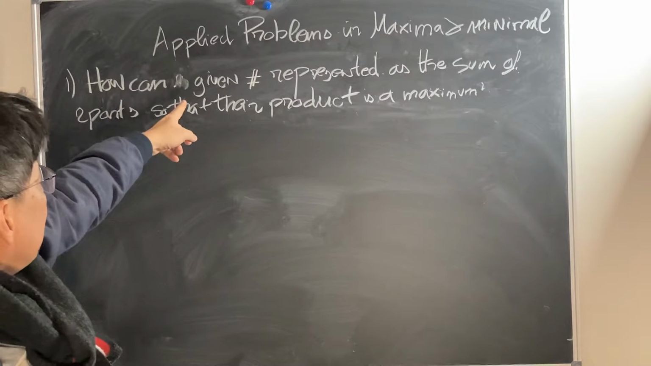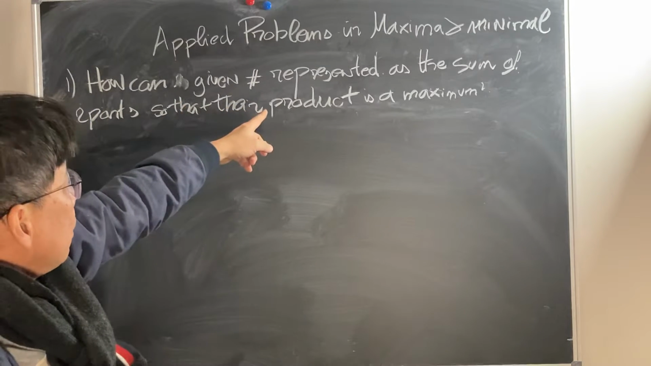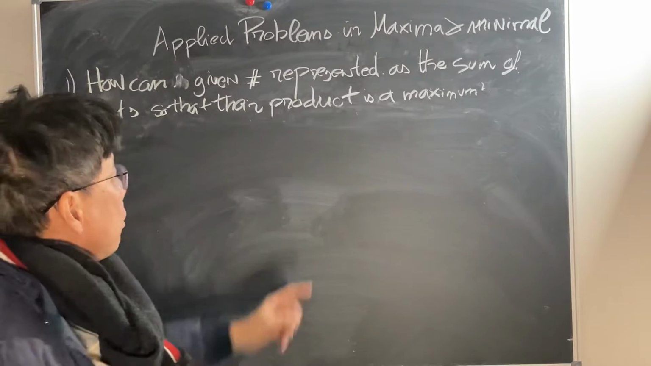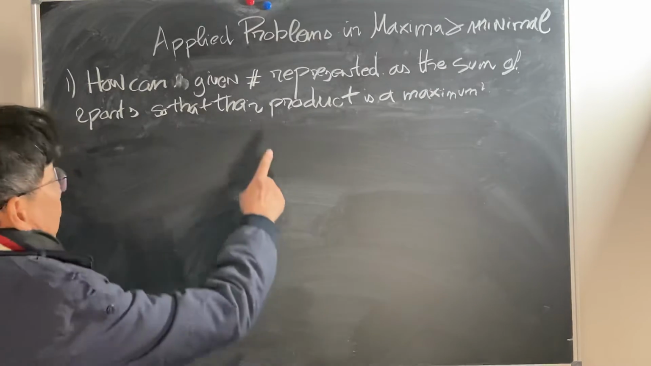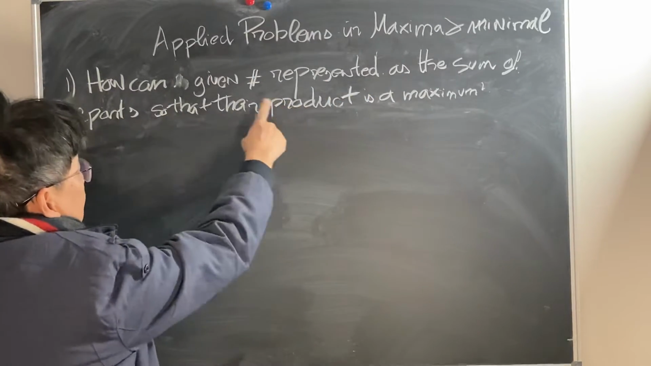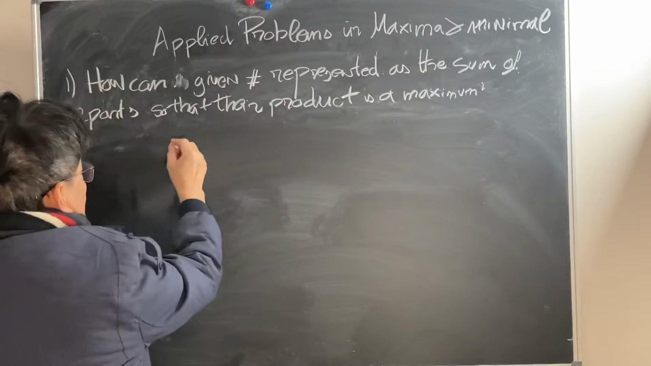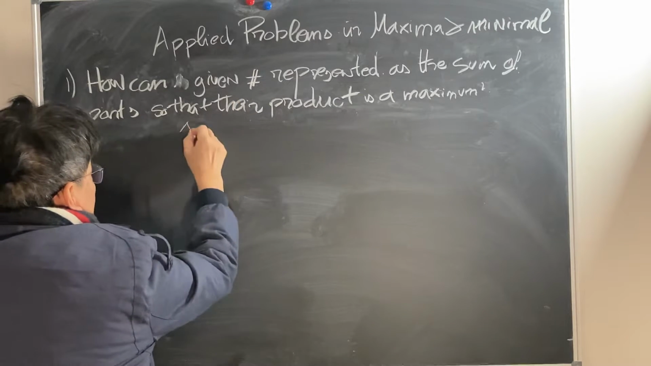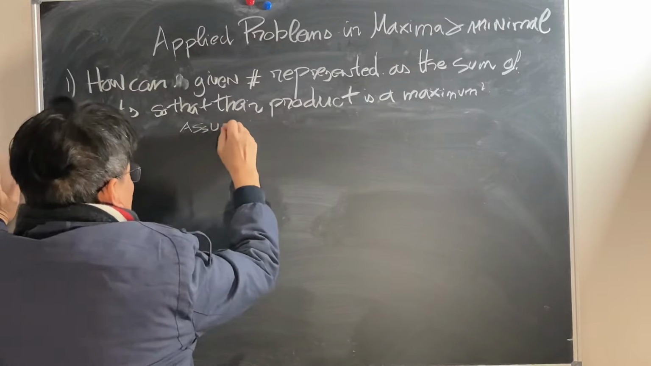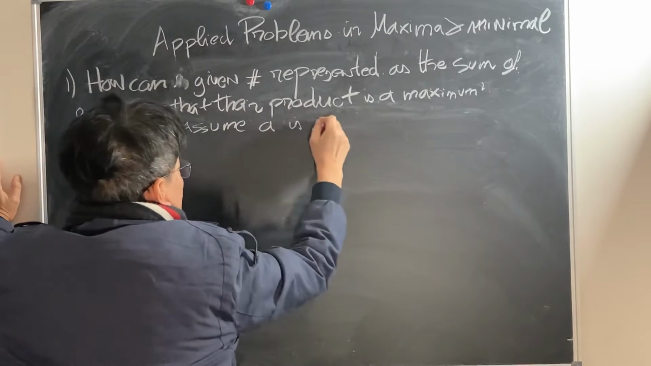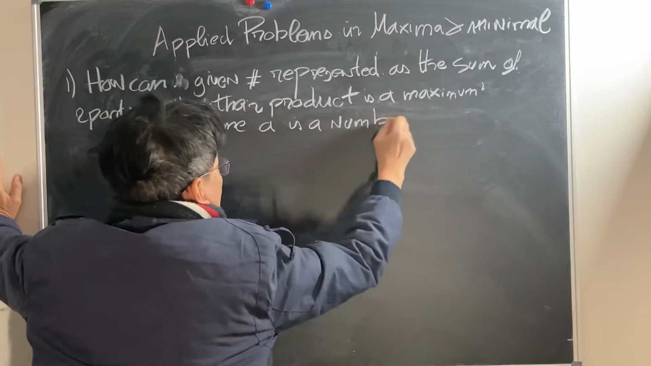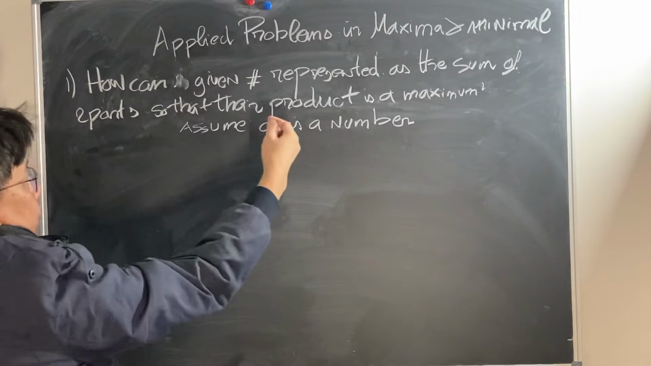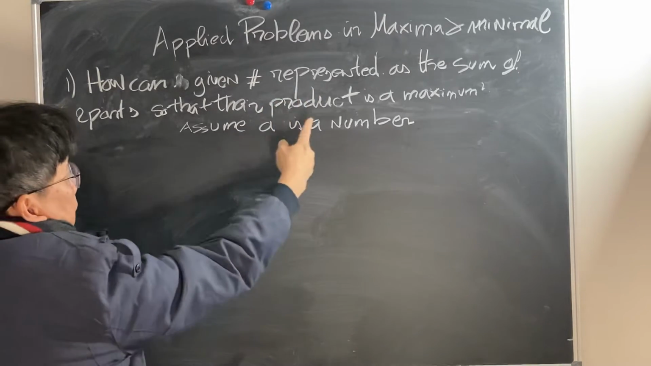How can a given number be represented as the sum of two parts so that their product is the maximum? Okay, so we know the sum of two parts of a number. So first of all we assume A is a number, and we know this number is represented by two parts, when they add up.